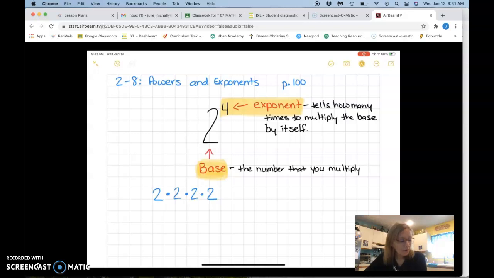And then if I want to solve that, which we're not, we'll get into that in the second half of the lesson today, but to solve it, I'm just going to multiply. So 2 times 2 is 4. And then I got to keep going with the other numbers that I haven't used yet. So 4 times 2 is 8. And then 8 times 2 is 16. So 2 times 2 times 2 times 2 is 16. Or 2 to the 4th power is 16. Okay? Now, copy this down, and I'll be right back to show you something else.